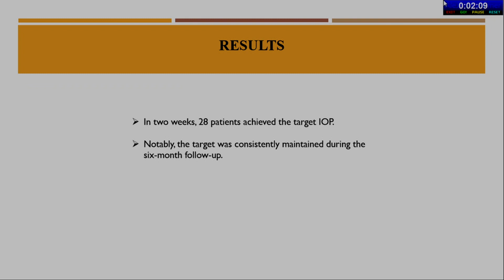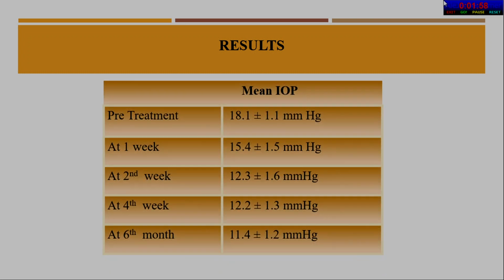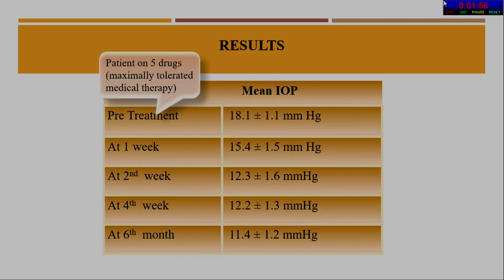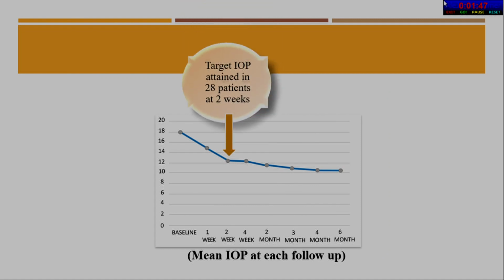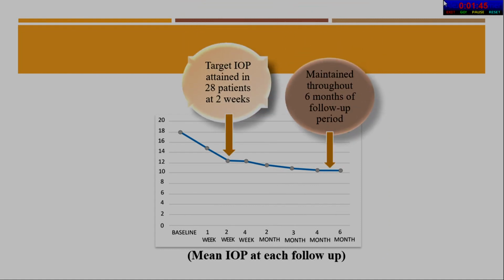We found that in 2 weeks, 28 patients achieved the target IOP. Notably, the target was consistently maintained during the 6-month follow-up. Only 2 patients required medication adjustment to reach the target. The pre-treatment IOP was around 18 on 5-drug therapy, and after starting netarsudil, at 2 weeks we had achieved the target IOP, which was maintained throughout the 6-month period.